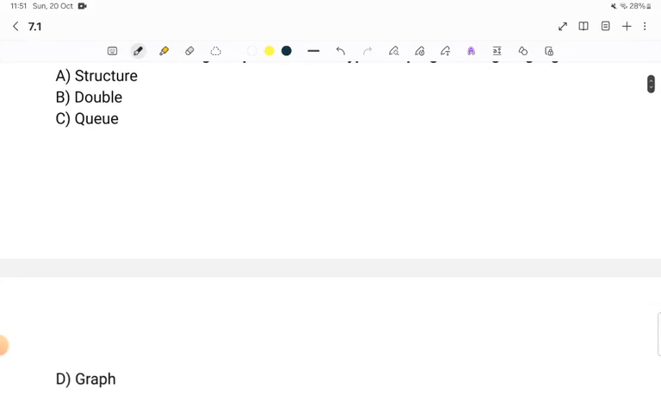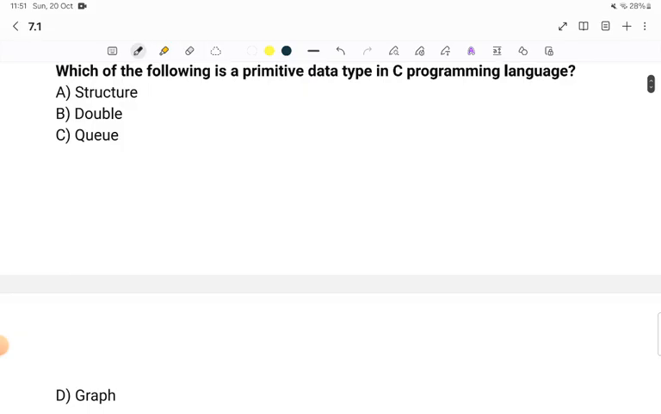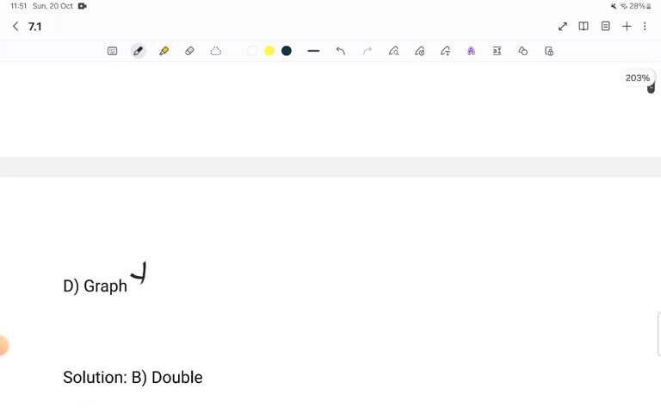Okay, primitive data type. So primitive data type here: structure no, queue no, graph no. So double, it's also very similar to a floating point number, so double is a primitive data type. Let's go to the next question.